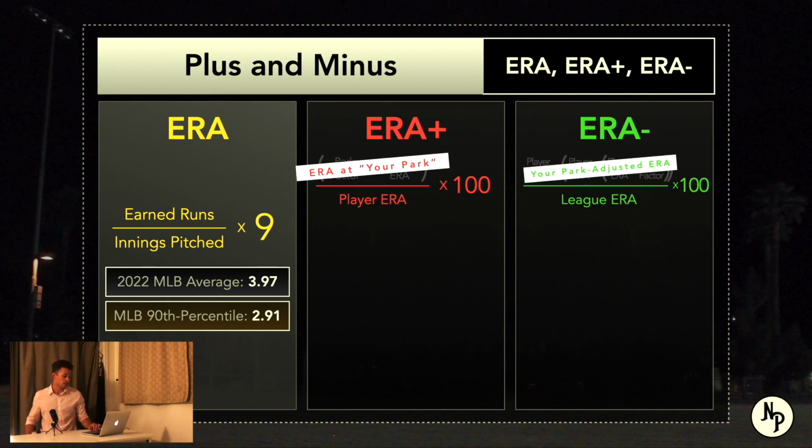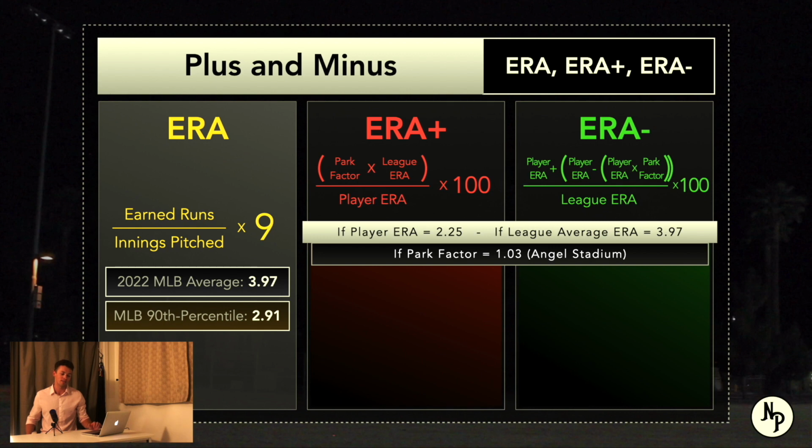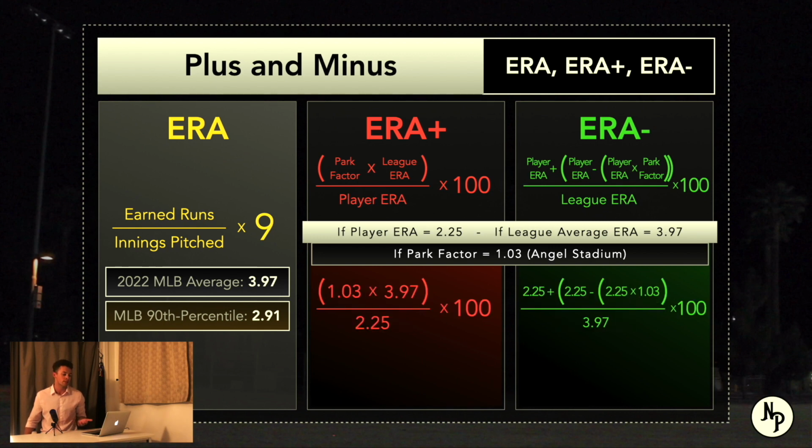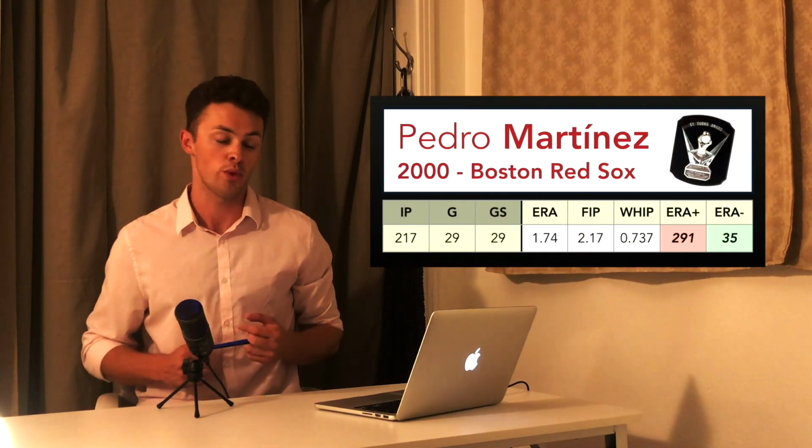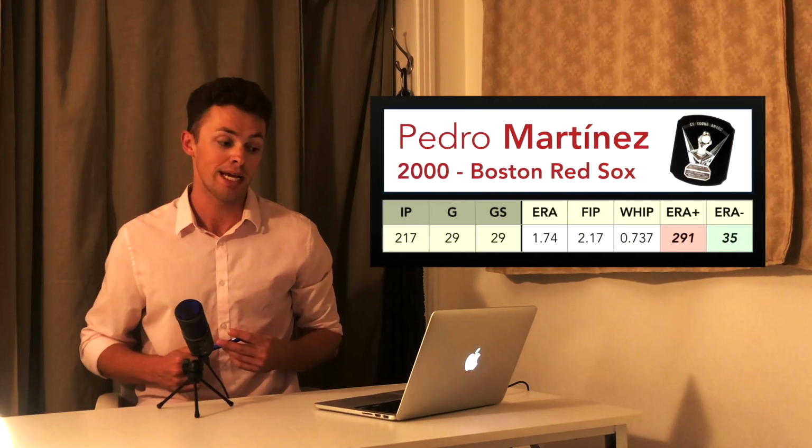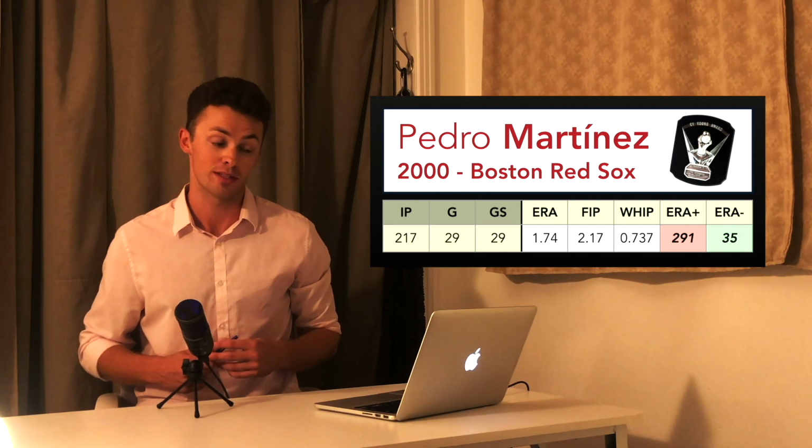Here's some simpler equations because math is scary sometimes. If a player has a 2.25 ERA and plays at Angel Stadium, all we do is plug those numbers in, and as expected, a good ERA in a hitter's park shows a really good ERA plus and ERA minus. The all-time mark is by Pedro Martinez in the year 2000. His ERA plus was 291 and ERA minus was 35.